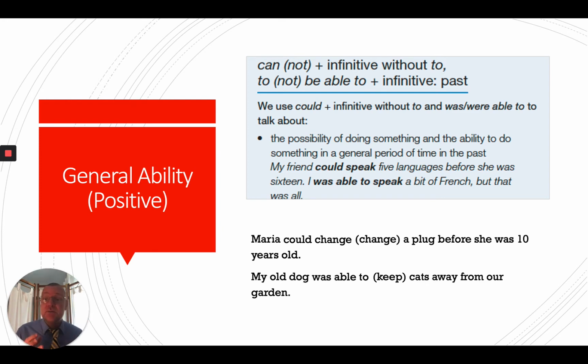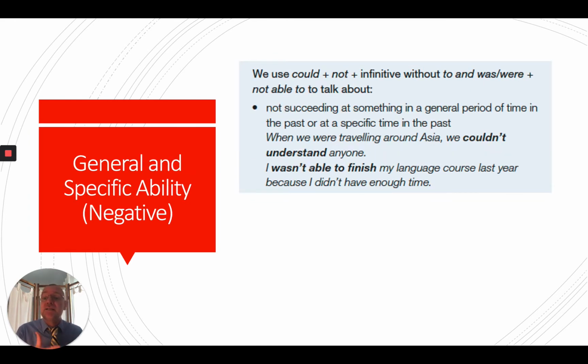Now, because we're talking about general ability in the past and it's in the positive, we can actually use both. We could interchange these. We could equally say Maria was able to change a plug before she was 10, or my old dog could keep cats away from our garden. It makes no difference. However, moving on to general and specific ability, but in the negative, okay, so we're now not talking about just general ability, but we can also talk about specific situations or a specific time when it's in the negative. We use could not plus infinitive, or was or were not able to talk about something.